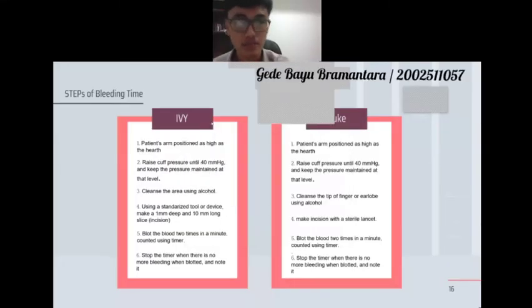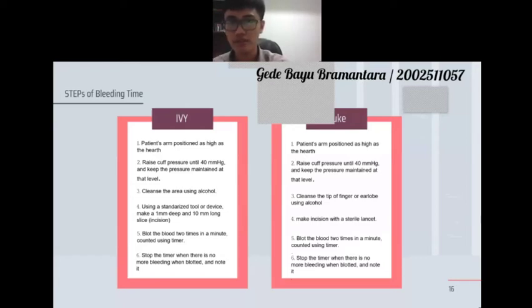Right, next we're going to explain the steps of the bleeding time. First, the Ivy method. First, the patient's arm is positioned as high as the heart, then raise the cuff pressure to 40 and keep the pressure maintained at that level. Next, cleanse the area using alcohol. Using a standardized device, make a 1 mm deep and 10 mm long incision. Blot the blood 2 times a minute, counted using a timer. And then last, stop the timer when there is no more bleeding and note the time.